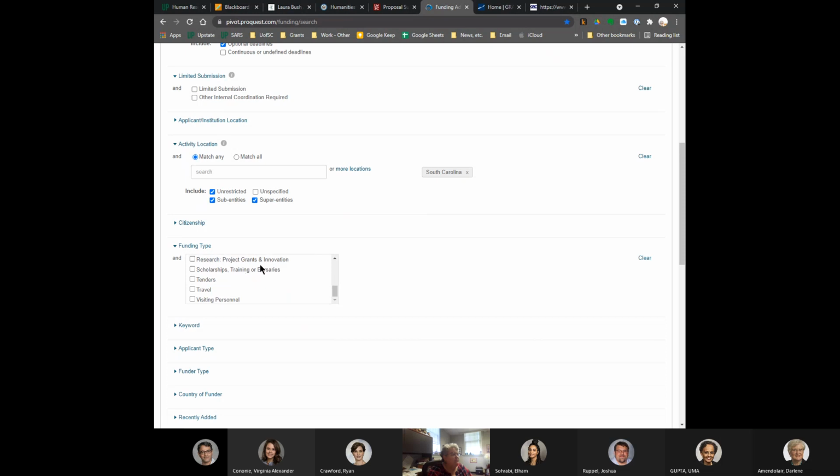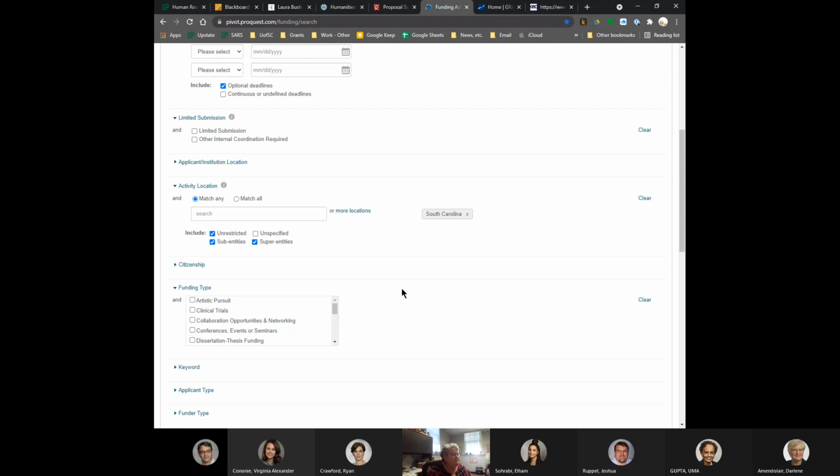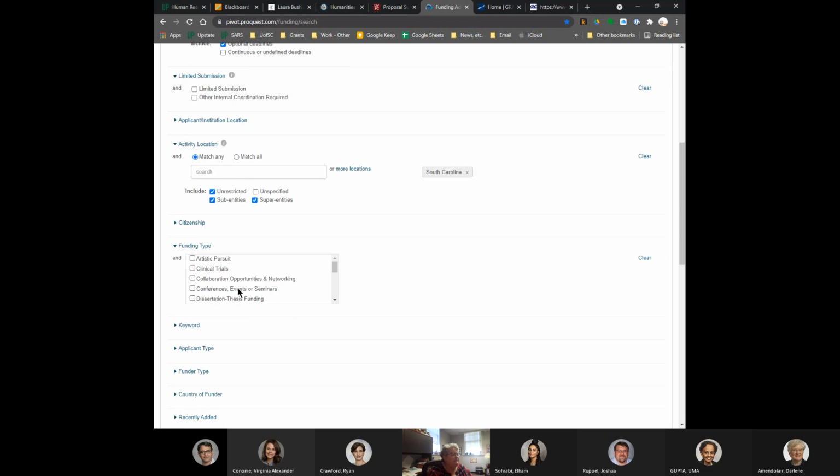So here's research grants for innovation, prizes and awards, all kinds of different ways that you can limit the funding type here.